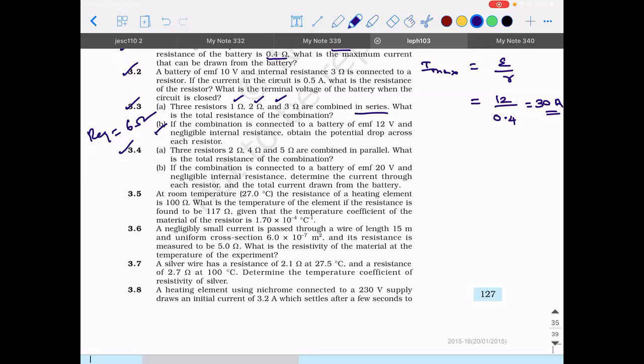Sir, is it 20 by 19 ohms? How much? 20 by 19. That is the answer. Let's check.